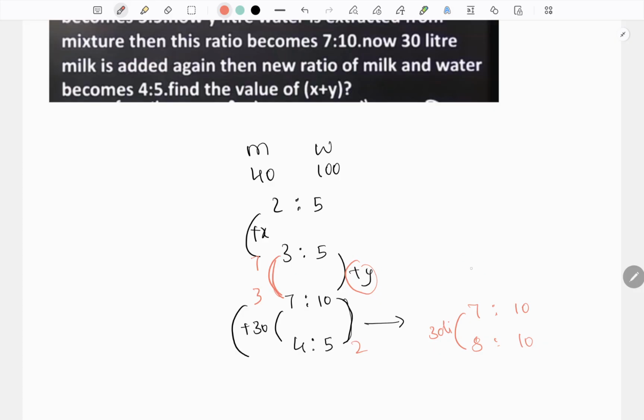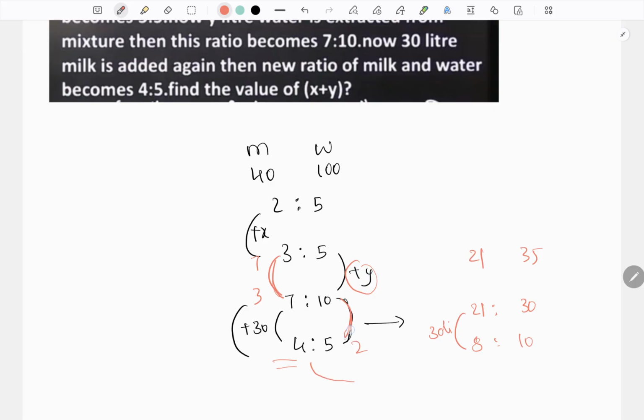21. 7 3s are 21. 7 5s are 35. And this we need to multiply by 3. 3 7s are 21 and 3 10s are 30. Then again we need to change the bottom ratio. Yes, we have to do that. So the new ratio will be 21 and 30. 21 and 30. Now compare it to this.